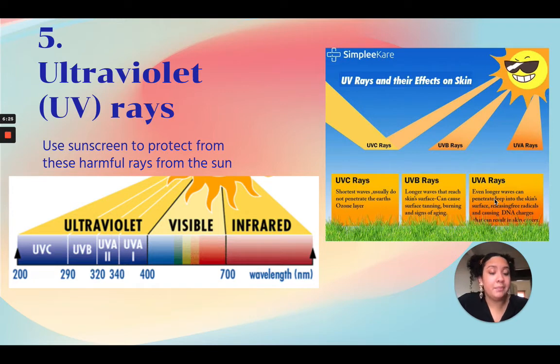UVB rays are in the middle between UVC and UVA. They can cause tanning, but also signs of aging. So if someone's goal is to be tan, they're looking for those UVB rays. And then UVC are the shortest ones, and they usually don't penetrate the earth because of the ozone layer. It's protecting us from those UVC rays. So there's UVA, UVB, and UVC. UVA and UVB are the ones that are reaching us. UVA is the one that causes skin cancer, and UVB is the one that causes tanning.